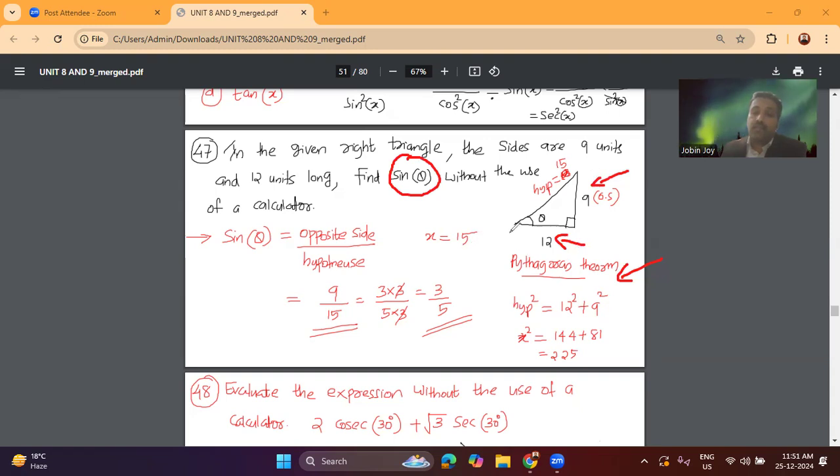So now I have all the three sides. Opposite side is 9, adjacent side is 12, hypotenuse is 15. So you can easily find sine theta. What is sine theta? Opposite side by hypotenuse. That means 9 by 15. You can simplify it: 9 I can write as 3 into 3, 15 is 5 into 3, the 3 cancels, 3 by 5. So the answer is 3 by 5.